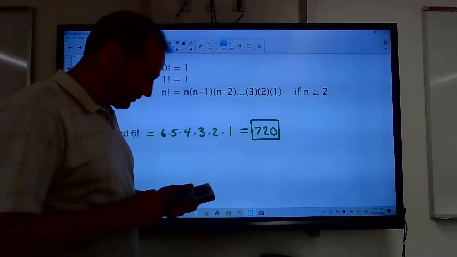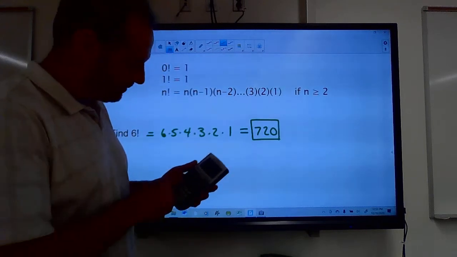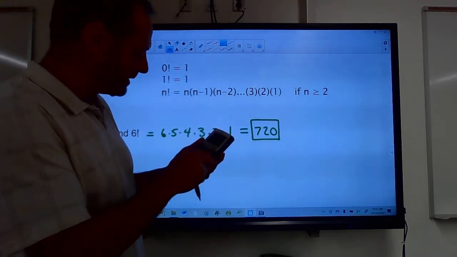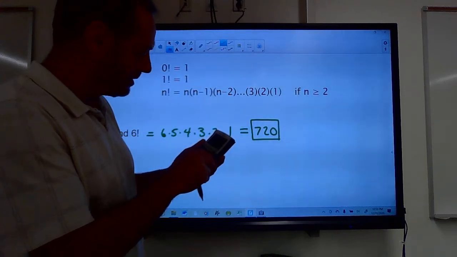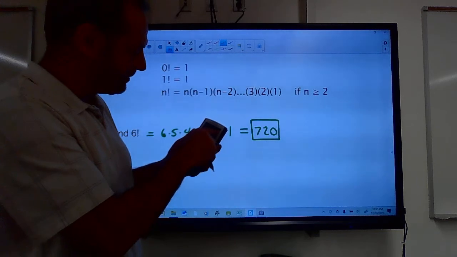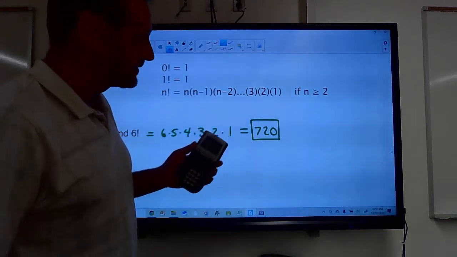Now, you can find the factorial key if you want to do this on your calculator. You push 6, and then you push your math key, which is right up here in the upper left-hand corner. And let's see, you arrow clear over to the right where it says PRB, probability, it's number 4. Hit 4, that gives you 6 factorial. You hit enter, and it's 720.